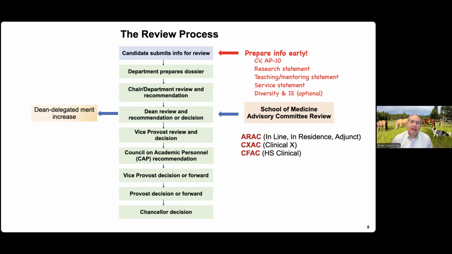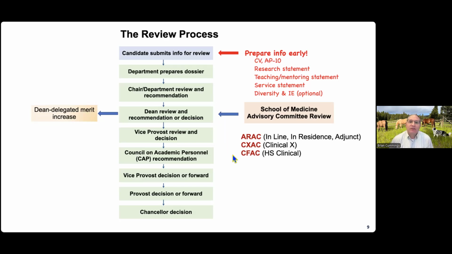So the department and your committee in the department review your file and make a recommendation for a merit or a promotion. And they pass that recommendation on to a dean level review and recommendation. So that dean level review is really the critical thing to cover here, is that these are School of Medicine advisory committees. So depending on whether you're in line in residence or clinics, your file is going to go to ARAC, CXAC, or CFAC. These are the subcommittees of the dean's delegation.